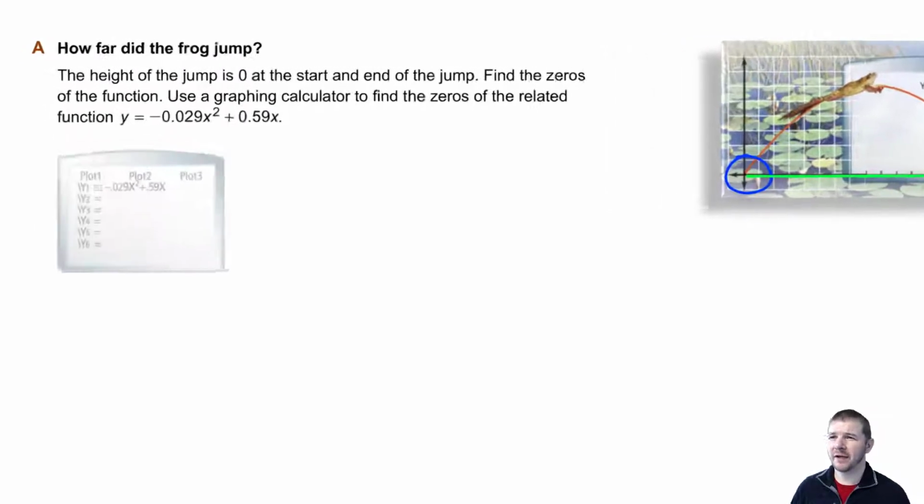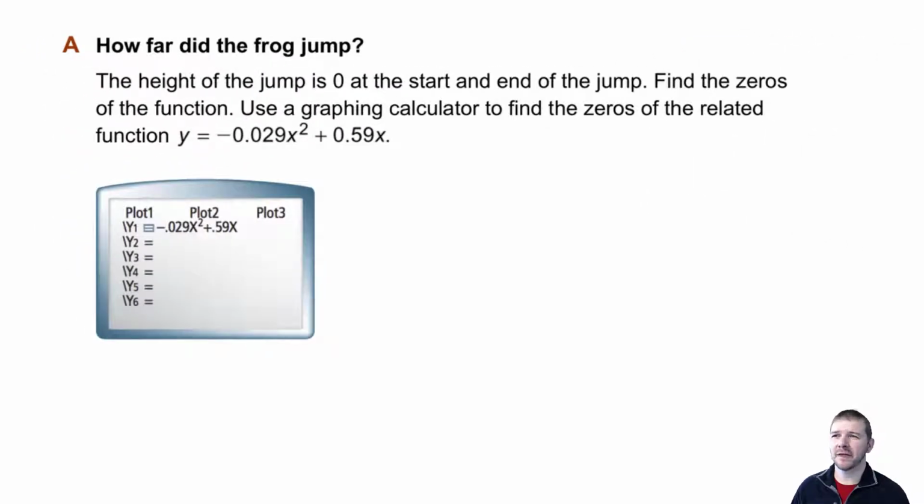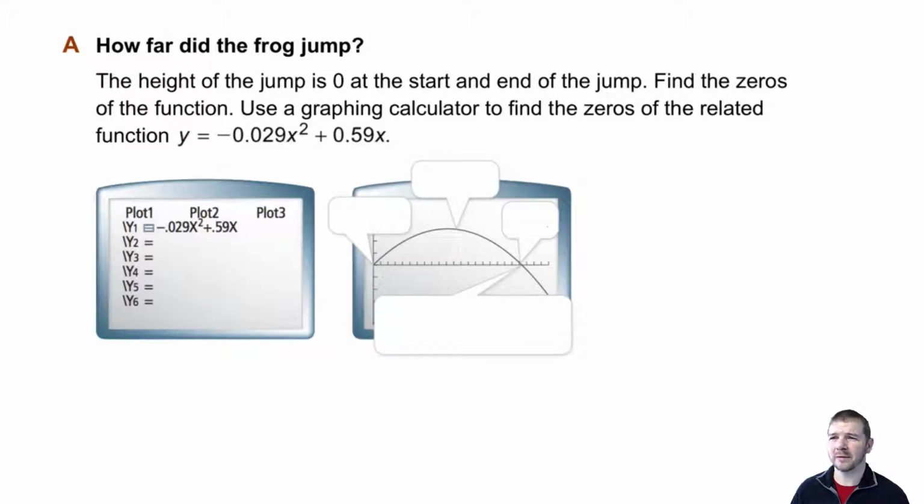So we can use the graphing calculator to find the zeros of the related function y equals negative 0.029x squared plus 0.59x. So we graph that function and we note the parabola. Here we have a point of takeoff where the frog's jump was initiated. We have a portion of the parabola that represents the frog's path while it was in the air, and then our second zero is where the frog landed at the end of its jump.